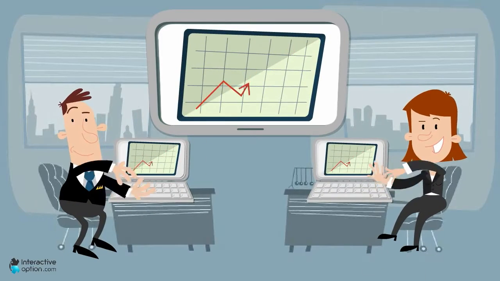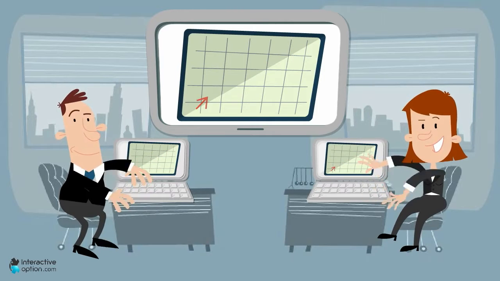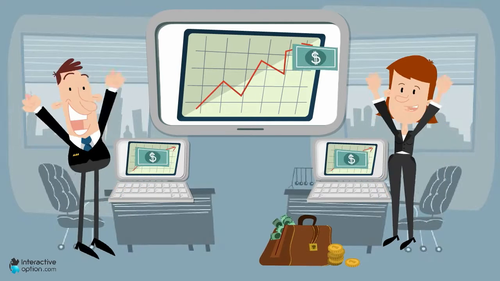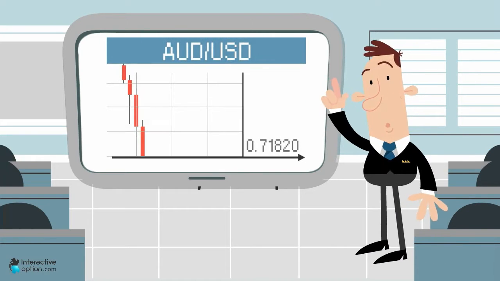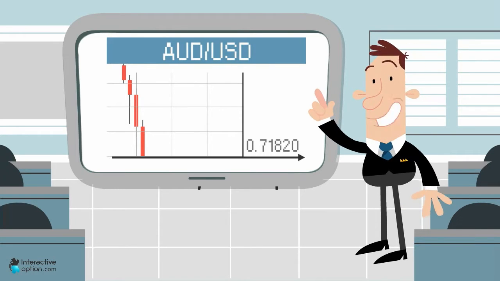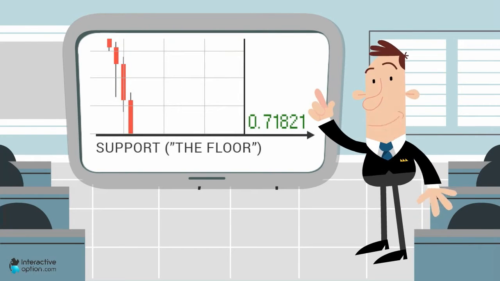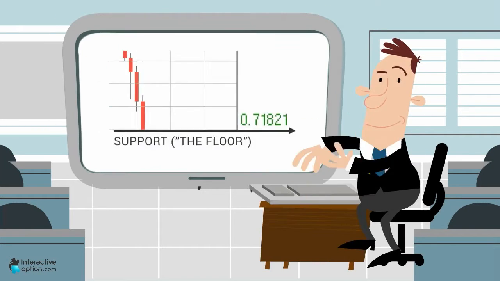Like a basketball, stocks and other assets will usually go up and down in a consistent pattern. Traders read these patterns and track its movement to predict its immediate future price. So here, for example, you can see that the resistance price of the Australian dollar versus the US dollar is 0.71820. As you can see, I opened the position when the currency pair was trading at 0.71821.